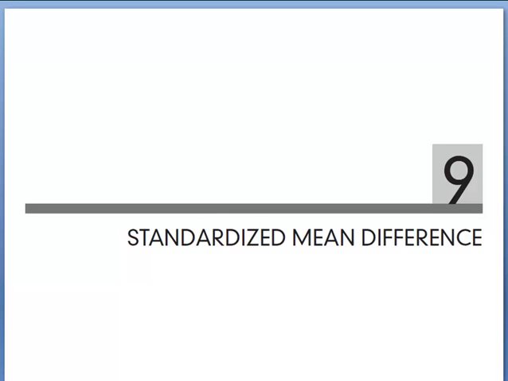So, Chapter 9 is the standardized mean difference. And this is a tool for expressing size of association, where the independent variable is a dichotomous categorical variable, and where the dependent variable is at the interval ratio level of measurement. In other words, the dependent variable is a numeric one.